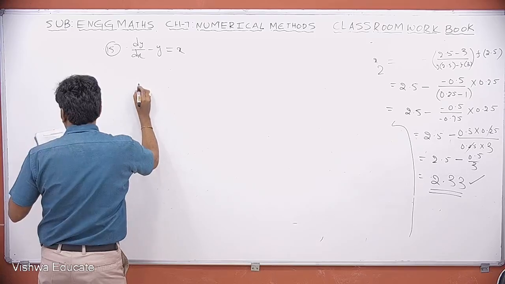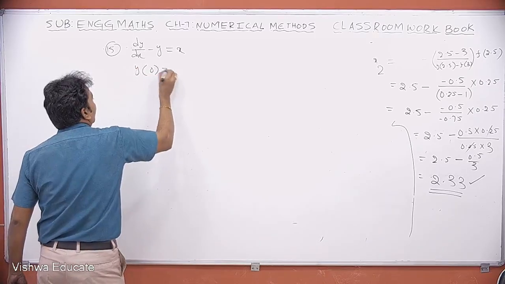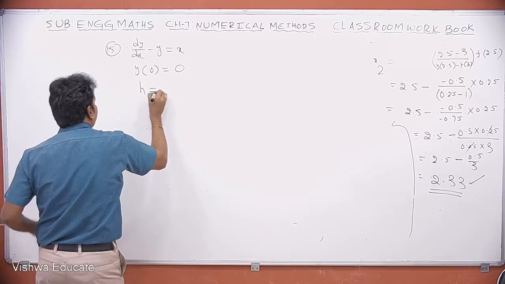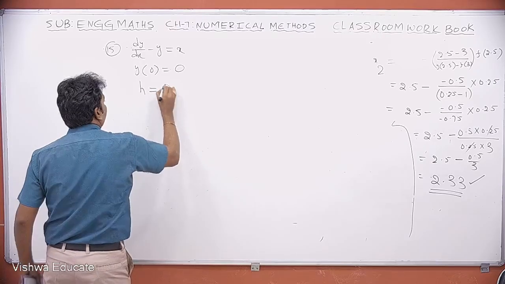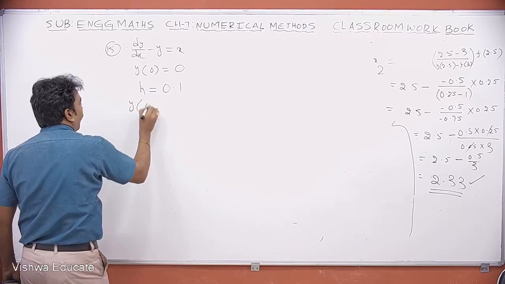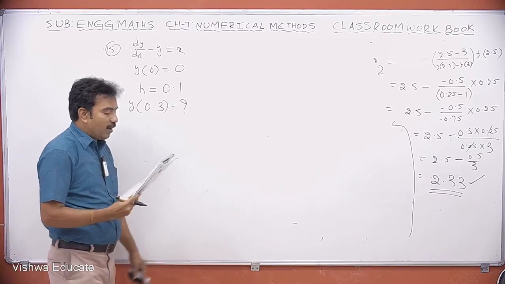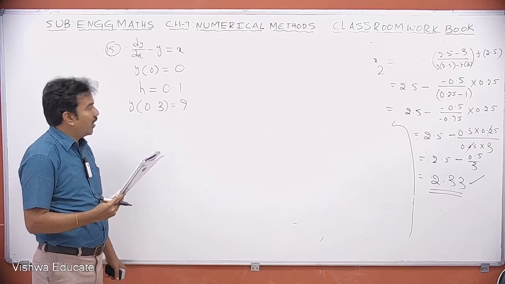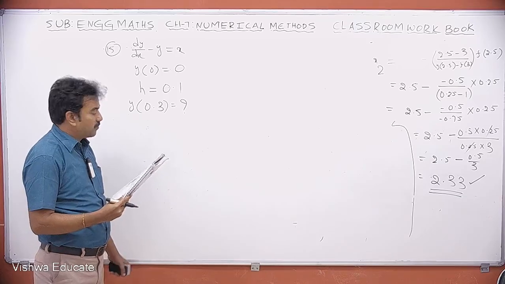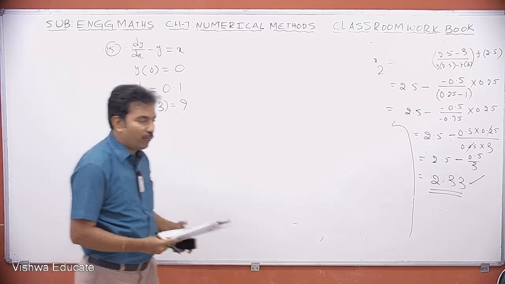So what is the initial condition? Y of 0 equal to 0. Step size means h. It is given as 0.1. So we need to find y of 0.3. Y of 0.3 is required. Dy by dx minus y equal to x. Y of 0 is 0. Step size is 0.1. We need to find y of 0.3.